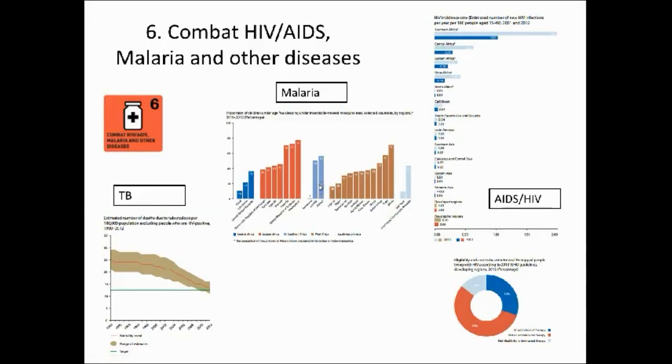Combating AIDS, HIV, malaria, and other diseases. This was MDG6. It would appear that this trend on tuberculosis, the estimated number of deaths due to tuberculosis, excluding people who are HIV positive, is closely trending towards the target. But this is not the case in all of these areas. I'll leave you to have a look at this slide on the PDF version of the presentation.